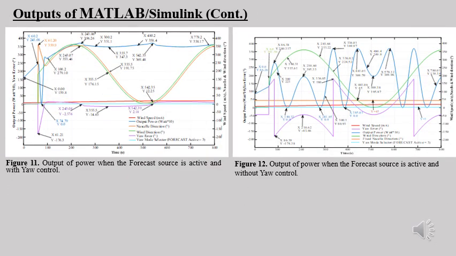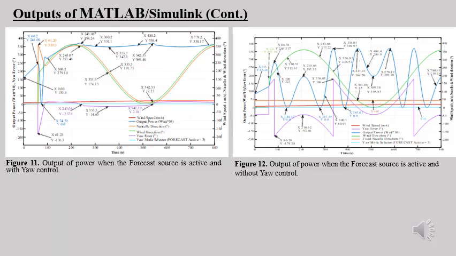In this slide, I will compare the turbine performance when using the forecast source, both with yaw control and without yaw control. Figure 11 shows the forecast source active with yaw control. When both the vane and live online data are unavailable, the controller switches to the forecast source. The yaw mode selector becomes 3, indicating forecast based alignment.